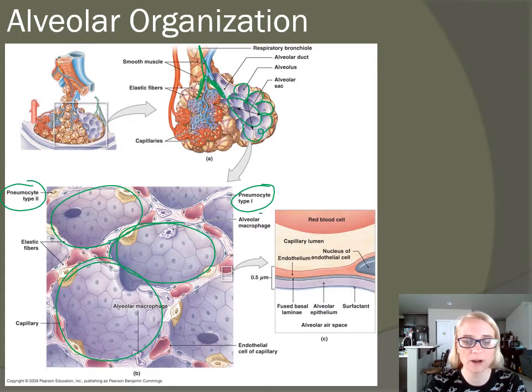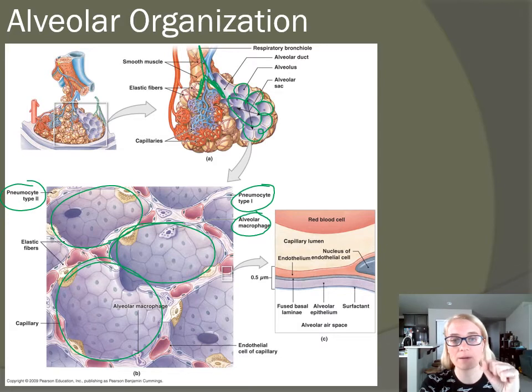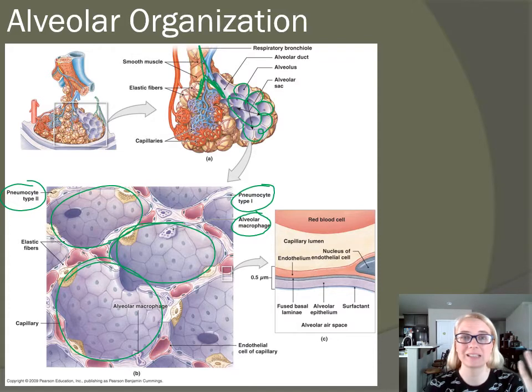You'll also notice kind of wandering around, we have some macrophages. So you guys just got done with the lymphatic system. We know that macrophages are antigen presenting cells. So if they were to come across an infected cell or a bacteria or some kind of foreign invader, they could engulf it, and expose that antigen on a class 2 MHC protein, saying, hey, look what I found, go and activate a T cell or something like that. So those are some of the cells that you're going to find down here at this microscopic level of the alveoli.